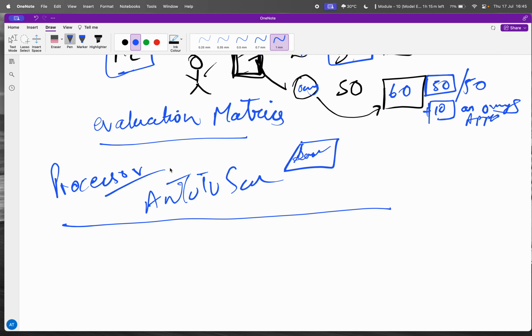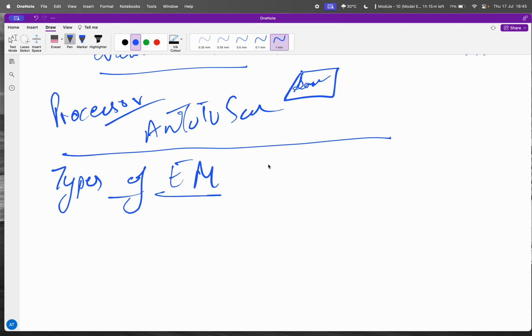Okay, so one thing is types. We can go for types of evaluation, or types of evaluation matrices, right? There are multiple types of evaluation matrices. We'll now go through them one by one. The most common one is the confusion matrix.